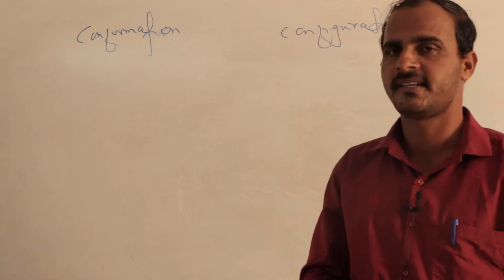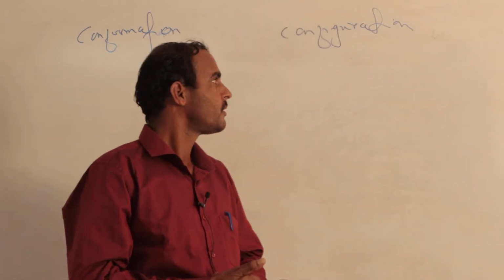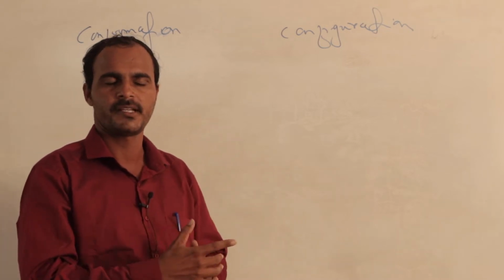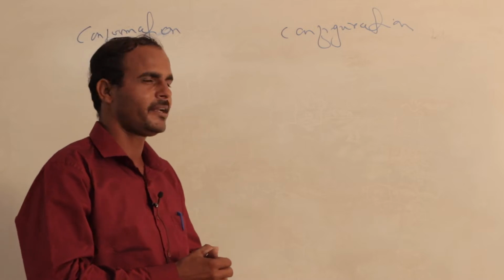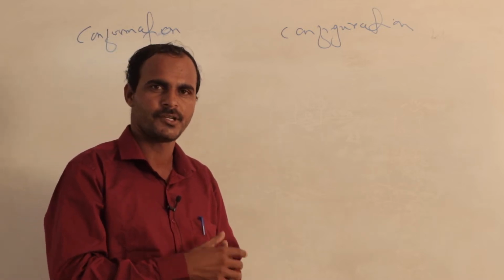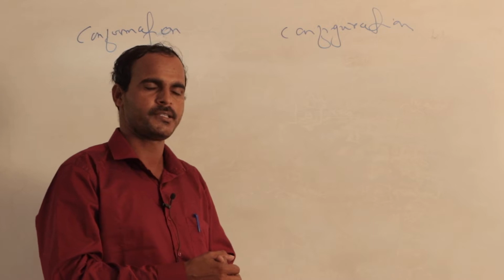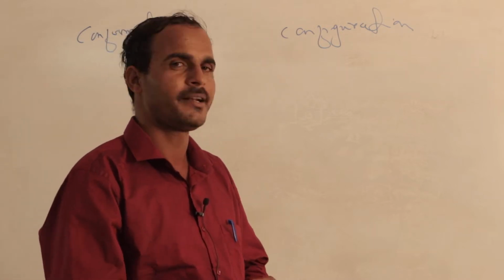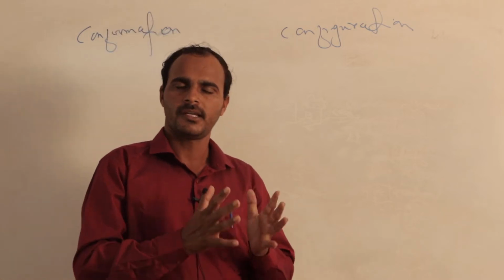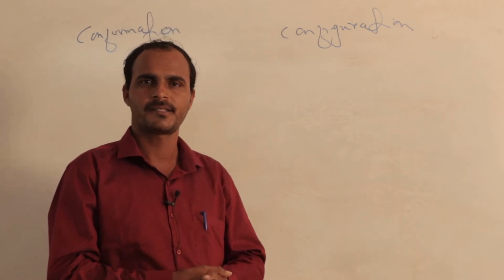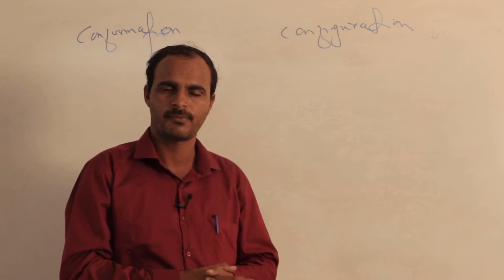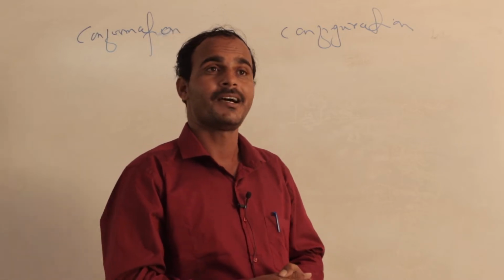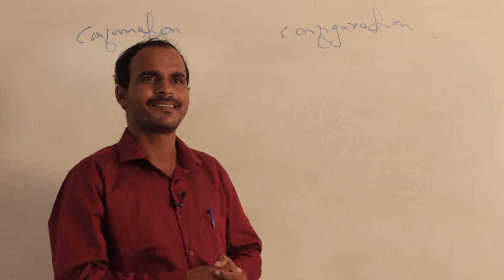So the second difference is related to the interconversion. The interconversion of one conformation into another conformation is possible in conformations, but in configurations the interconversion of one configuration into another configuration is difficult. So this is the second difference. The third difference is related to flexibility. Conformations are flexible, but configurations are less flexible. The fourth difference is related to separation. Conformations are less separable, but configurations are separable.